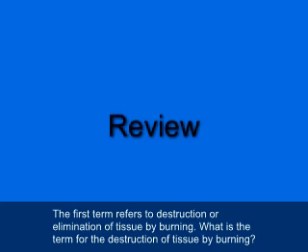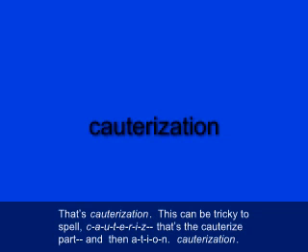The first term refers to the destruction or elimination of tissue by burning. What is the term for the destruction of tissue by burning? That's cauterization, and this can be tricky to spell. Cauteriz, that's the cauterize part, and then ation, cauterization.